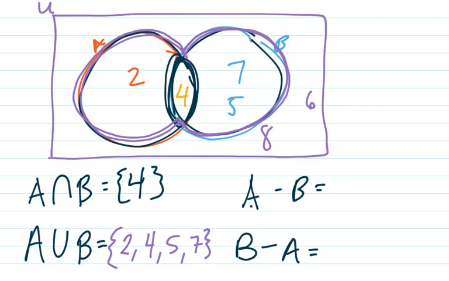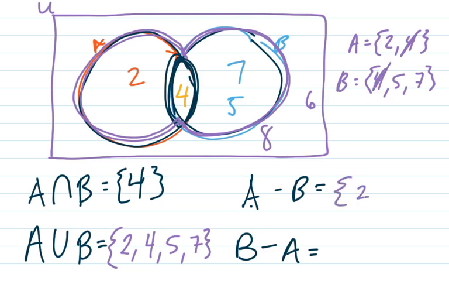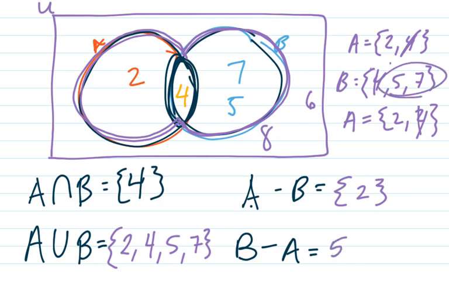For the difference of A and B, we're going to take A, which has 2 and 4, and subtract anything that's also in B. So if I think about this, I'm going to look at my set that's A and my set that's B, and anything that's in both, I get rid of. So that just leaves me with 2. Going the other way around, B subtract A, or the difference between B and A. If I have A as 2 and 4, I'm going to remove the thing that they share in common. So what's left is 5 and 7.